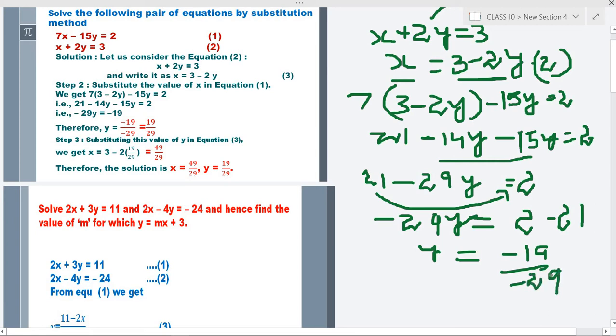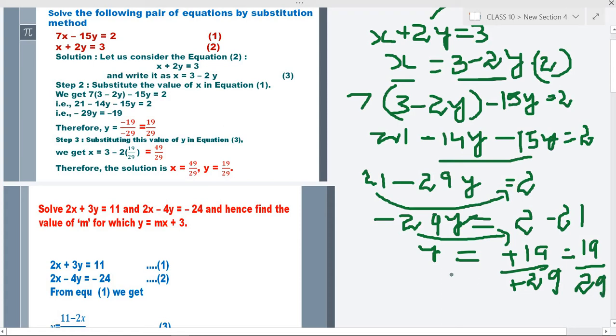How did we arrive at this number? 2 minus 21 is minus 19. And when we transpose minus 29 to RHS, it goes in the denominator. So minus minus will become plus. Hence the value of y is the rational number 19 upon 29.